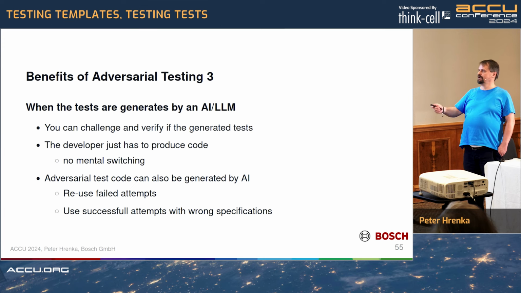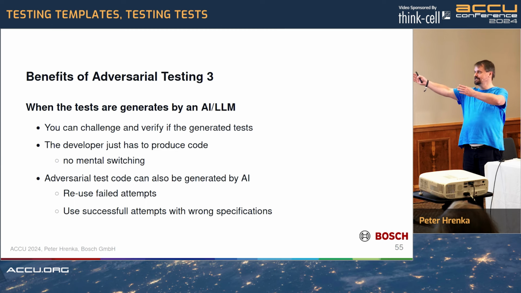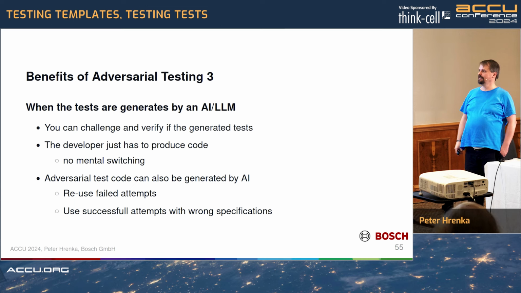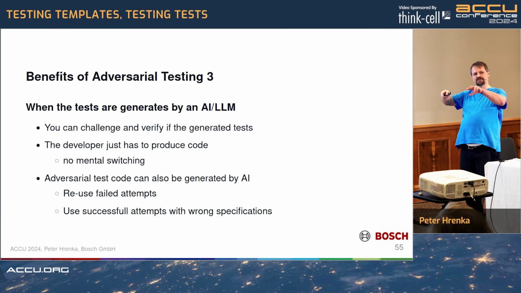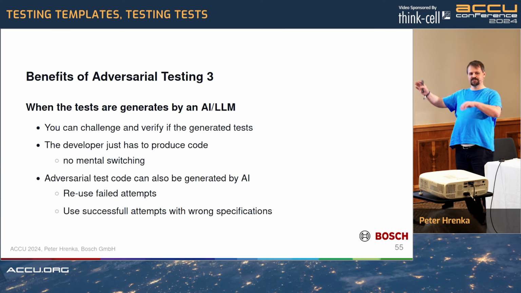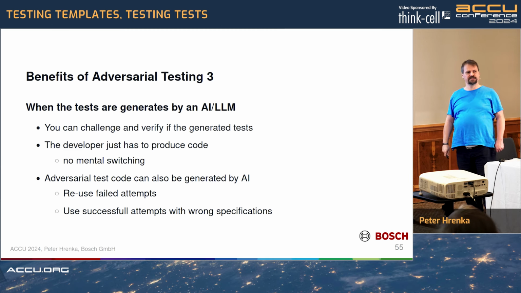And if you ask the AI to implement your program and it's not really working, don't throw it away. Just keep it, and it will give you an improved test. And if it's successful, yeah, also nice. Then just tweak the specifications a bit, and it will produce something that will be useful as an adversarial test.